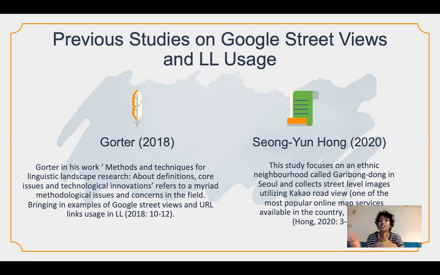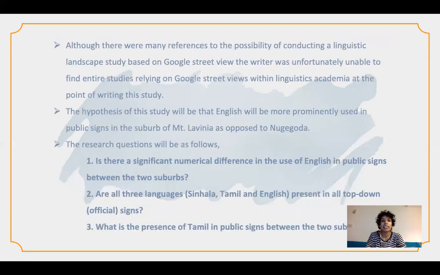It is the version of Google Street Views that they use in Seoul, Korea, because their technology works in different apps that are South Korean owned. This particular researcher looks at the Garibong-dong neighborhood in Seoul and relies on Kakao Road Views in order to collect data. So even though I found a lot of references to the possibility, I didn't find any linguistic landscape studies that utilize Google Street Views entirely.